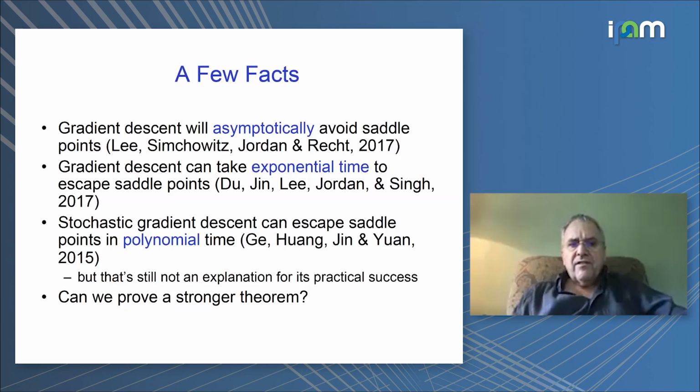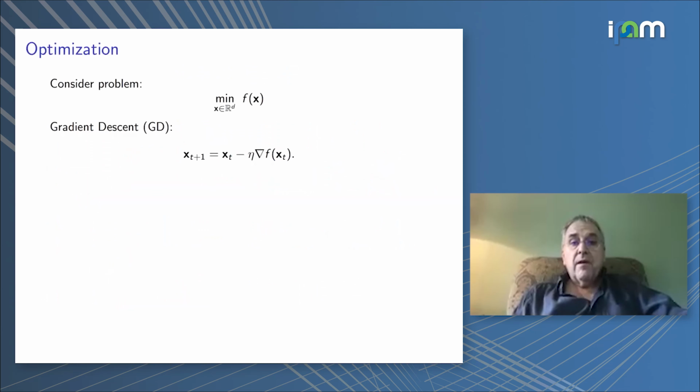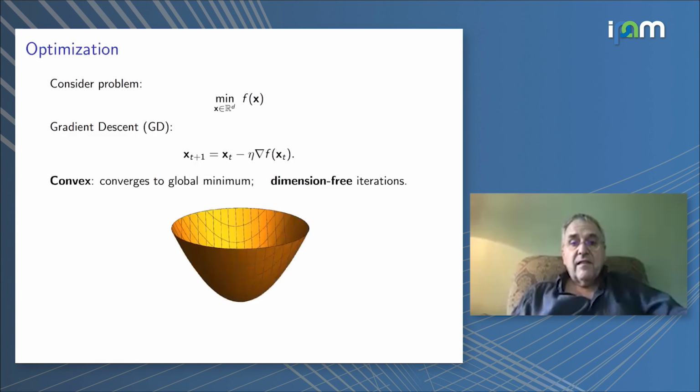So we know that stochastic gradient works, at least from the optimization point of view, in these really large-scale problems. Can we prove a stronger theorem? So just a little notation here. Let's consider, in this case, unconstrained but non-convex optimization. I've written down gradient descent there.